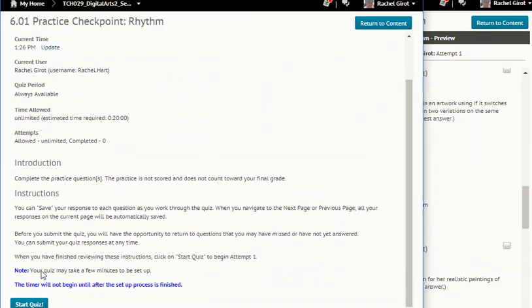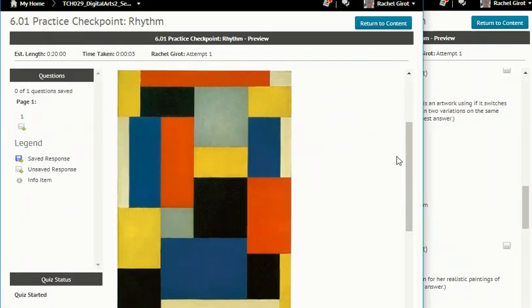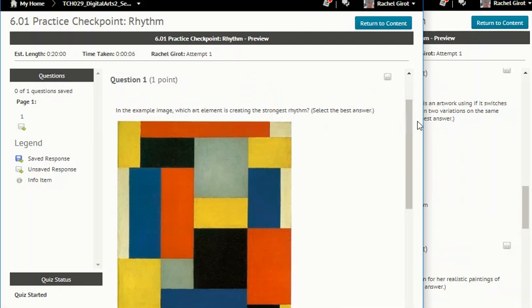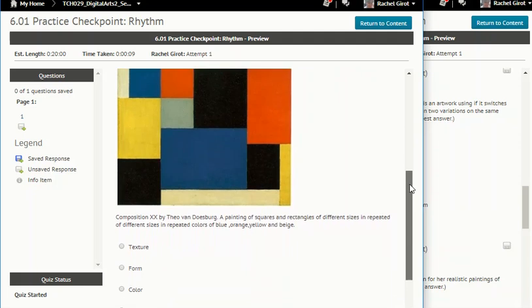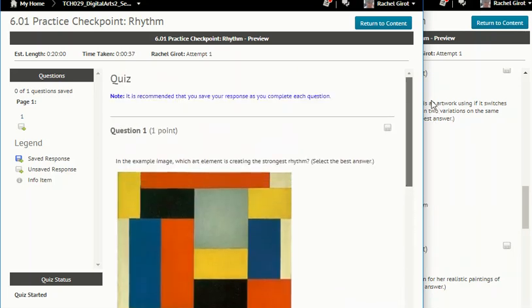Okay, checkpoint. In the example image, which art element is creating the strongest rhythm? Oh, this is a composition by Theo van Doesburg, a painting of squares and rectangles of different sizes and repeated colors of blue, orange, yellow, and beige. All right, so we've got shape and color. Let's see, texture, form, color, line, and shape isn't one of those options, so it's going to be color. Woohoo!